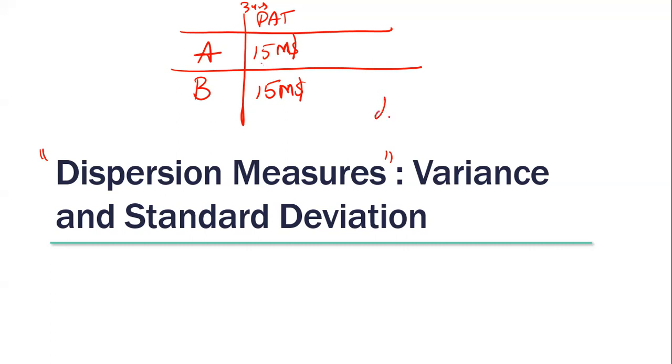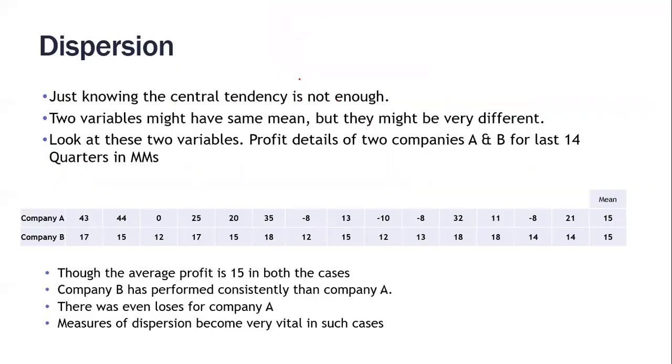If I want to invest for the long term in a less risky company, which company should I invest in? Is it A or B? If I ask that question, by looking at this, we will not be able to make a proper decision because both of them have the same average. Company A, $15 million profit. Company B, $15 million profit.